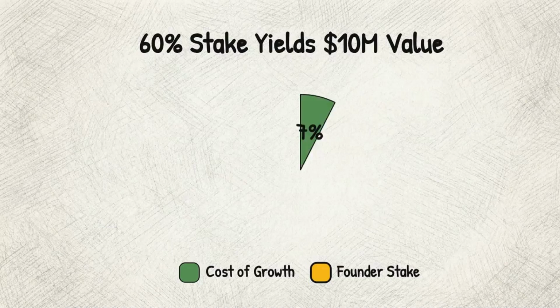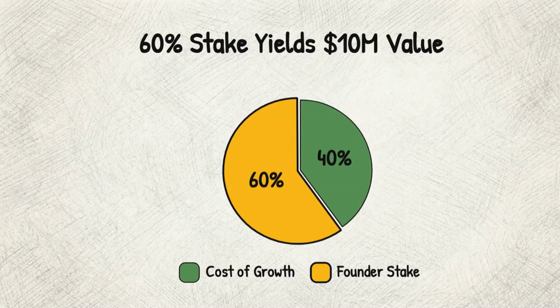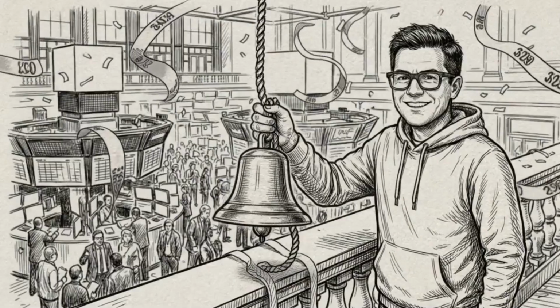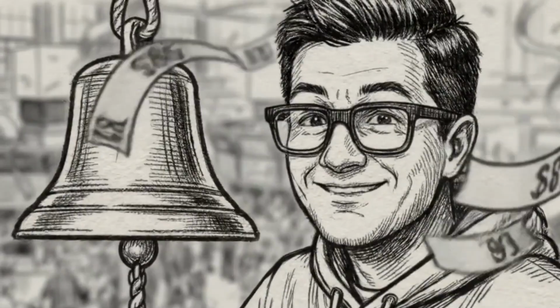Trading these slices away is the cost of growth. Owning 60% of a $10 million company is the goal, because later on, a small 15% slice of a billion-dollar company is worth $150 million on its own.